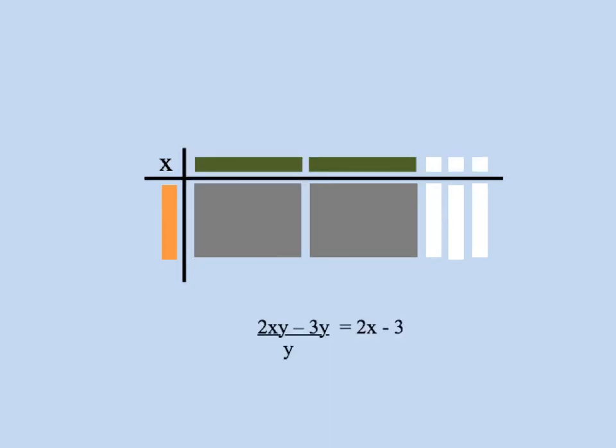And here we have the example model with tiles. It looks a little neater than my drawing. You can see the area that was 2xy subtract 3y. It was divided by our divisor of y. And this was equal to 2x subtract 3.